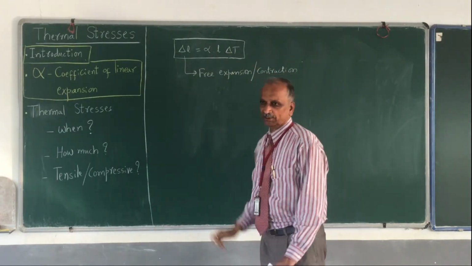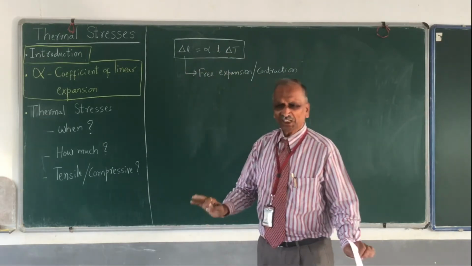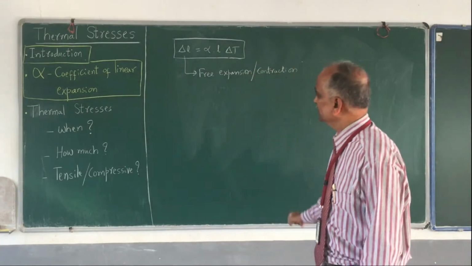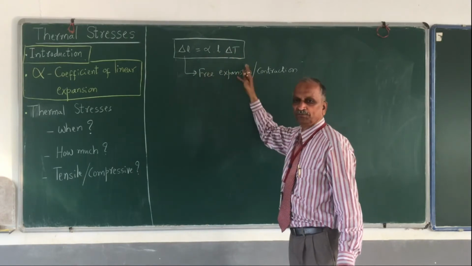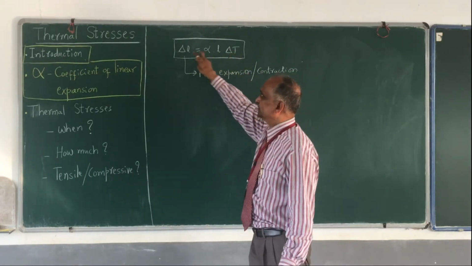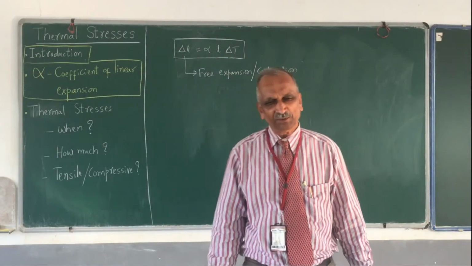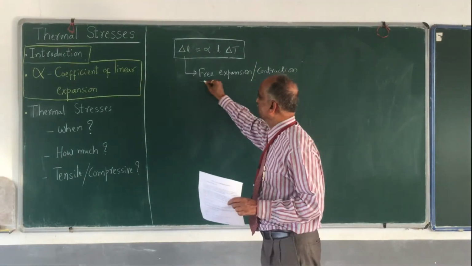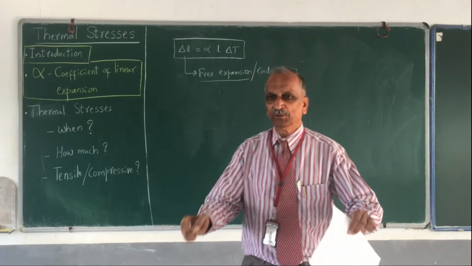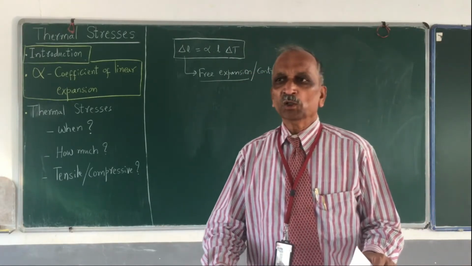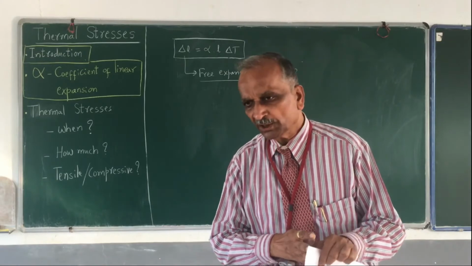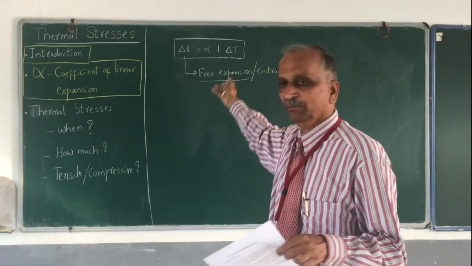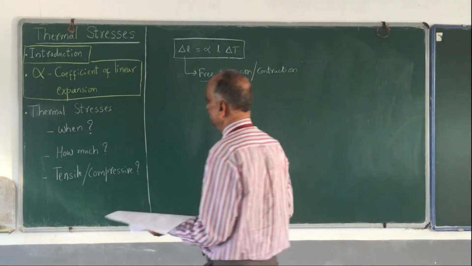Whenever I calculate this delta L, I immediately call it either free expansion or free contraction, depending upon what delta T is. If delta T is negative, then it is free contraction. If delta T is positive, then I call it free expansion. Most problems have a positive delta T, so we will be coming across free expansion. That means I have a wire and a change in temperature. If it is allowed to undergo the expansion freely, how much would it have expanded? That is the meaning of it. Free expansion. I hope you have understood this.